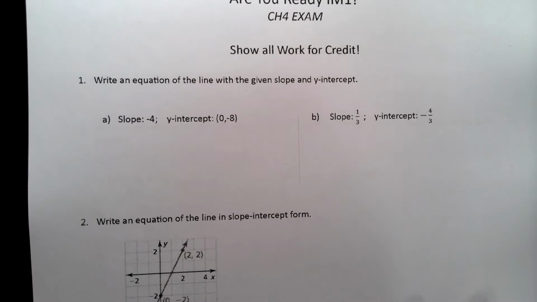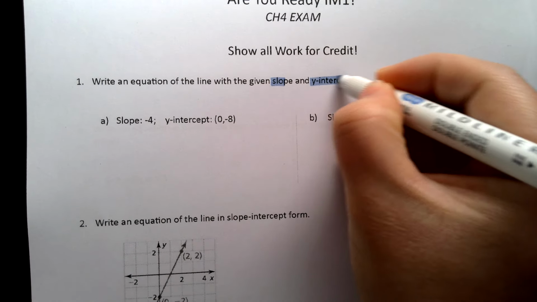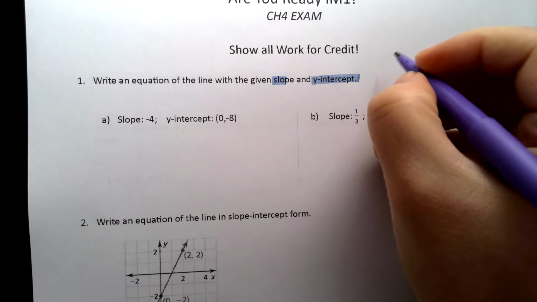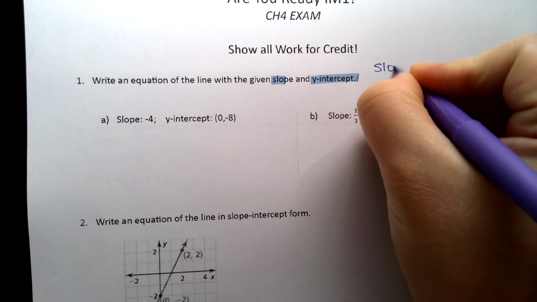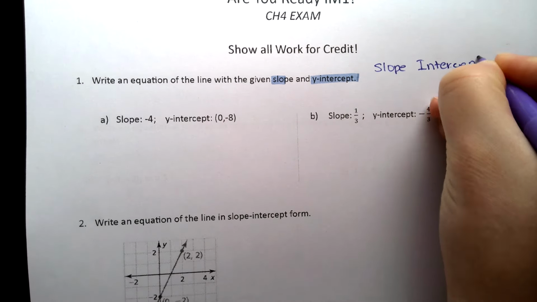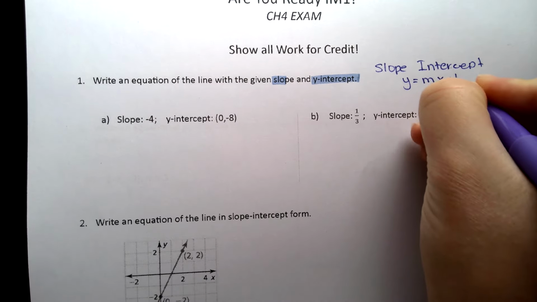Question number 1, write an equation of the line with the given slope and y-intercept. Now, with slope and y-intercept, they are going to be asking for slope-intercept form. So this is one of the formats that you need to have memorized. Slope, intercept, which is y equals mx plus b.